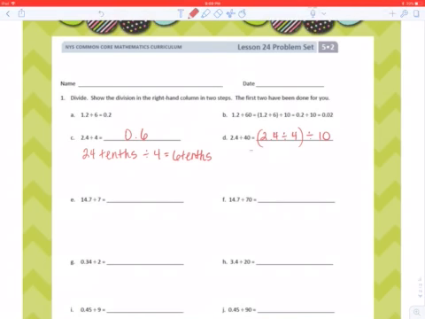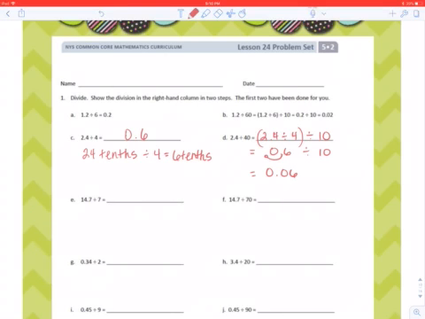So the next one equals 2.4 divided by 4, we already know, is 6/10. And then we'll use that divided by 10, which is going to be 6/100. Let's do the next one.